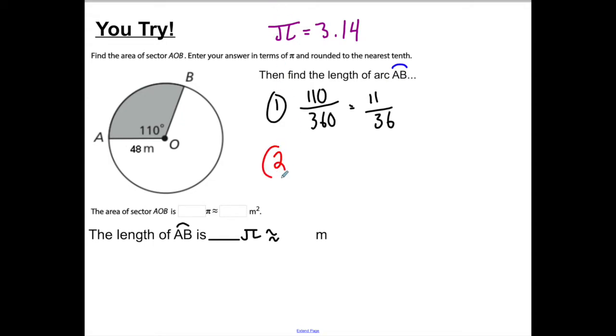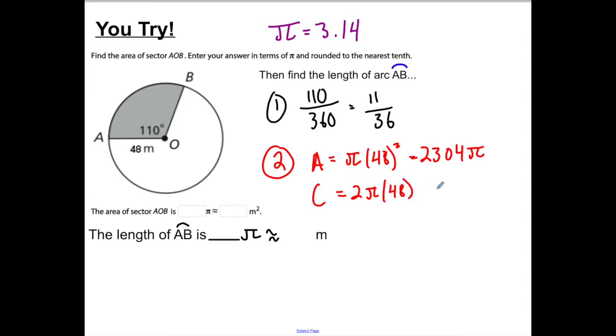Step 2, I want to calculate both the area and the circumference. So the area is equal to pi times 48 squared. You have to use your calculator for this. On my calculator, I get 2304 pi. Circumference is equal to 2 times pi times r, in this case 48. So it would be 96 pi.